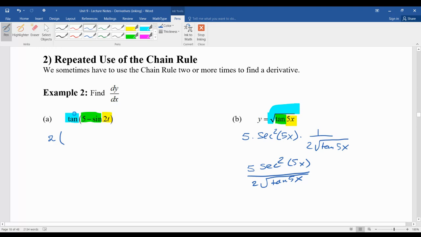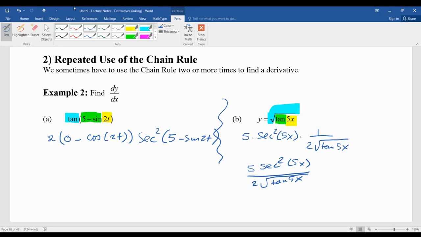What's the derivative of 5 minus sine of 2t? Well, the derivative of 5 is 0. The derivative of sine is cosine. And what's the derivative of tangent? Secant squared. Secant squared of what? Of 5 minus sine of 2t.